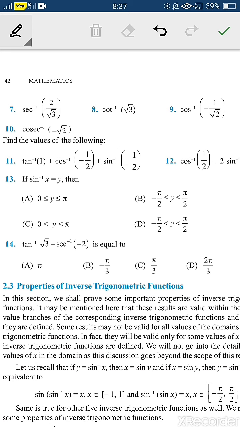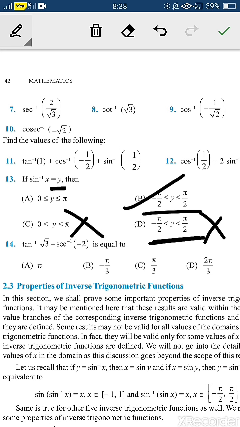Now question number 13. If sine inverse x is equal to y, what is the value of y? Where does y lie? Sine inverse x is equal to y. It means what we have to find? Y. Y lies in the closed interval minus pi by 2 to pi by 2. So its answer is B. It's a closed interval, right? This is an open interval, cancel. 0 to pi, no way. So this is part B, right?